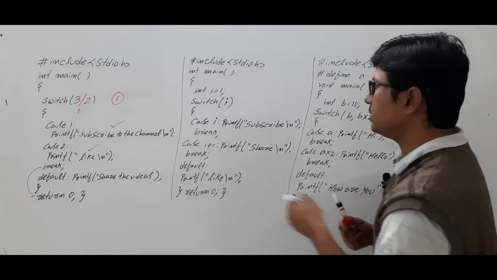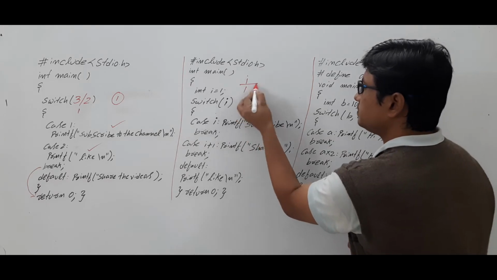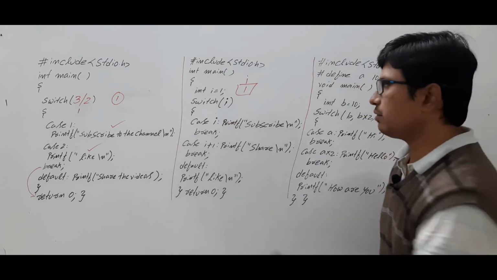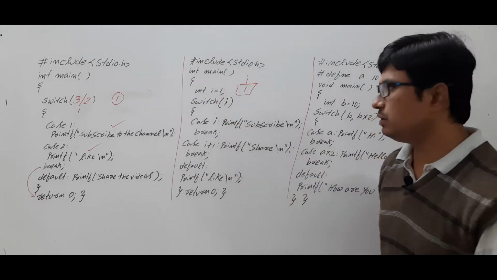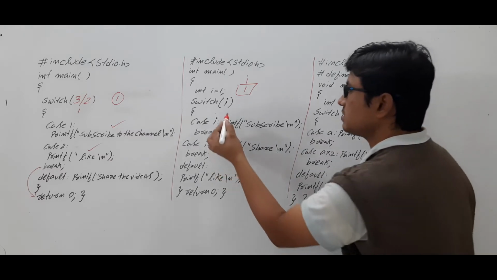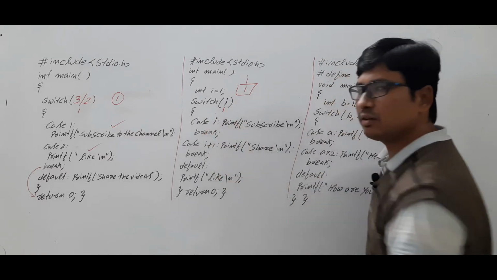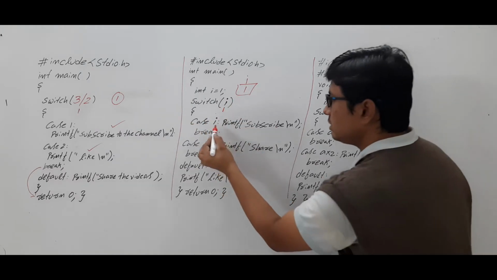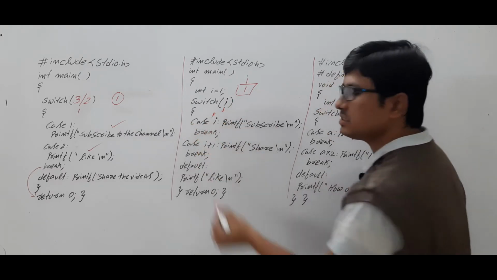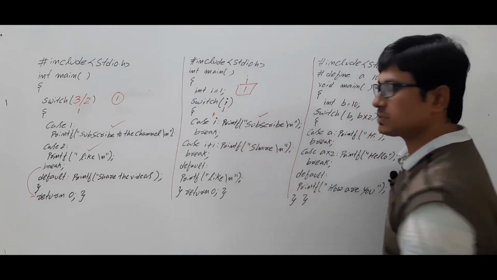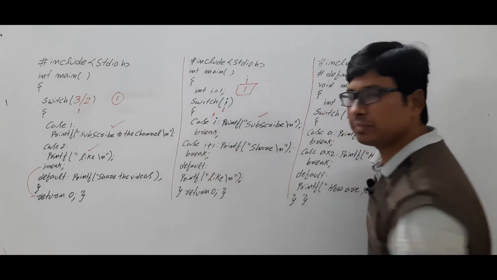What is the value of i? The value of i is 1. Will you agree with me? Because they have declared int i and initialized it with the value 1. They have written switch i, so here the expression is i, and it will get the value 1. And here case 1 is there. So this and this are matching. So a lot of students will think that it will print subscribe and after that there is a break statement.